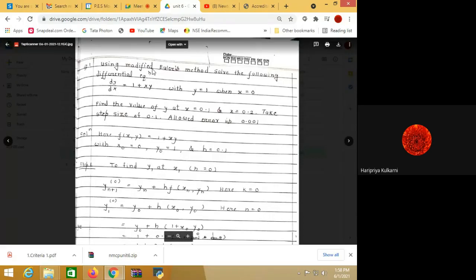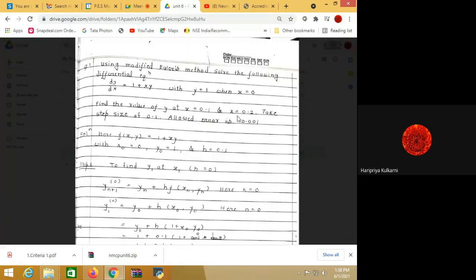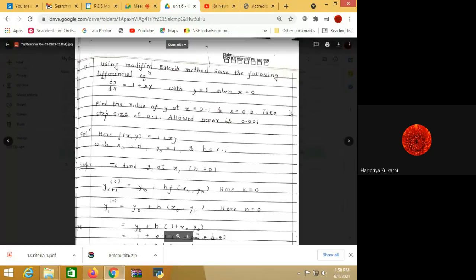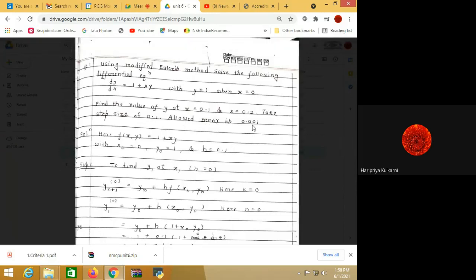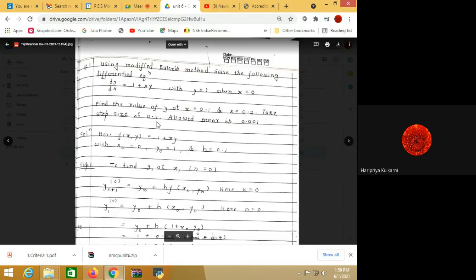So we have to solve the same numerical once for x equal to 0.1 and next for x equal to 0.2. Up to what iteration do we have to solve it? The error is given here. The allowed error is 0.001, so we are expecting 3-digit accuracy. When the 3 digits of the answer repeat, then we are going to stop. So we are going to solve for 0.1 and again for 0.2 as well. The step size is given to us as 0.1.